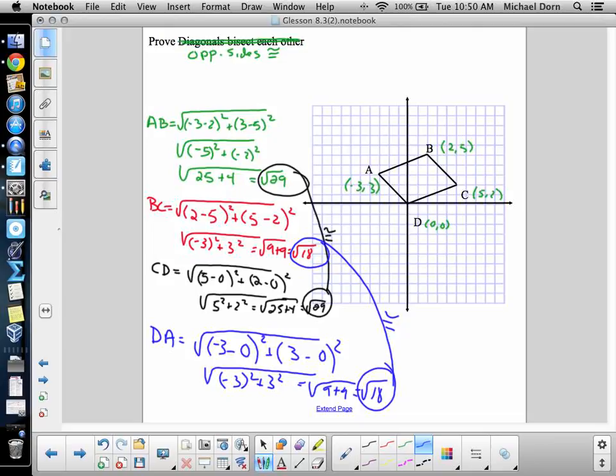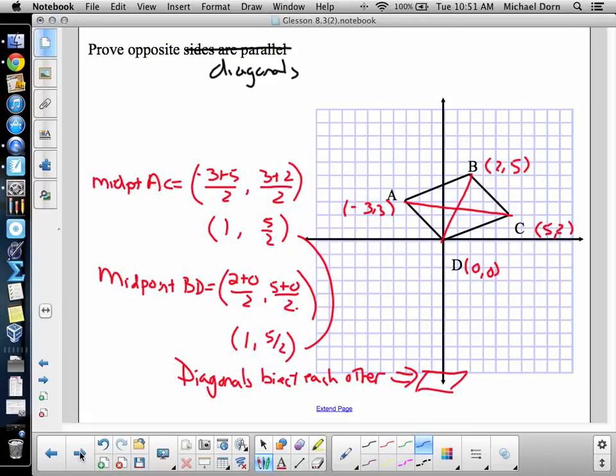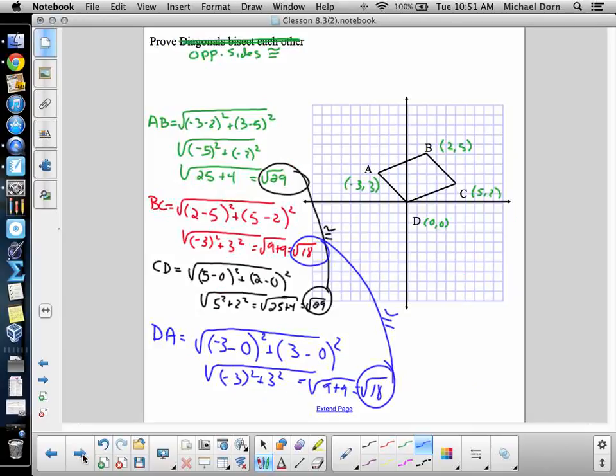That's 3 different ways now that I've proven that it's a parallelogram. Some require a little bit more math, some require a little less math, but nonetheless, we can do them. Slopes of all 4 sides, midpoints of both diagonals, lengths of all 4 sides.